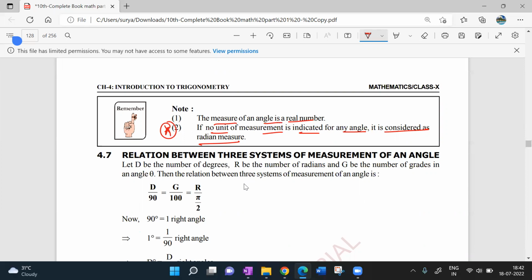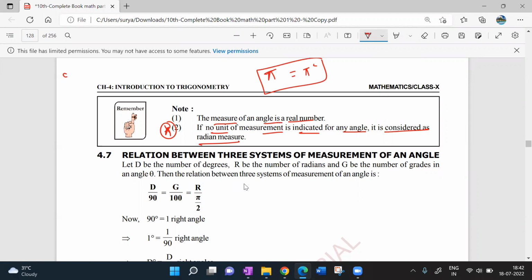Suppose pi is given to you, with no unit given here. You can't write it like this, beta. This is wrong actually. Pi is nothing but it is already in radians. This also can be written like this. Both are correct actually. Pi is nothing but pi to the power of c.